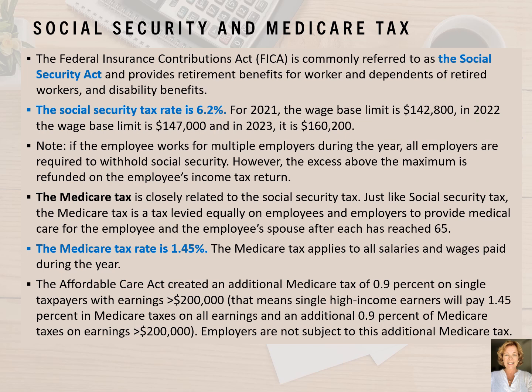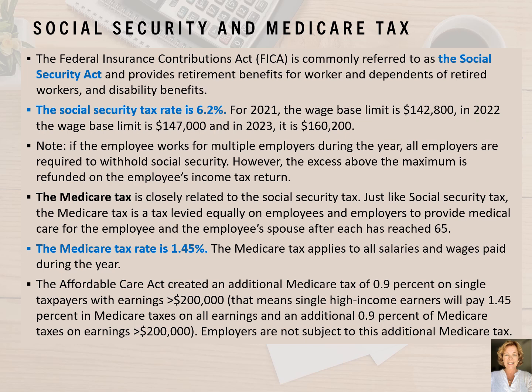Now let's talk about Medicare taxes. The Medicare tax is closely related to the Social Security tax, and just like Social Security tax, the Medicare tax is paid equally by employees and employers to provide medical care for the employee and the employee's spouse after each has reached 65. The Medicare tax rate is 1.45%, and the tax applies to all salaries and wages paid during the year. That means that there is no wage limit like there is for Social Security tax.